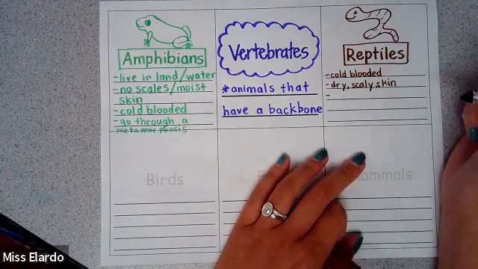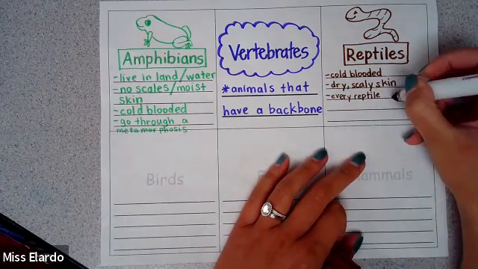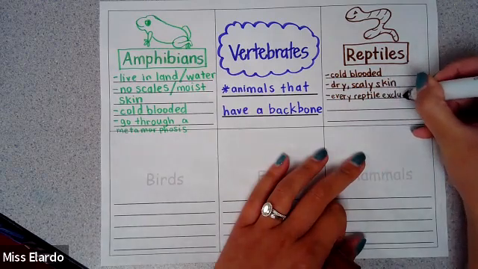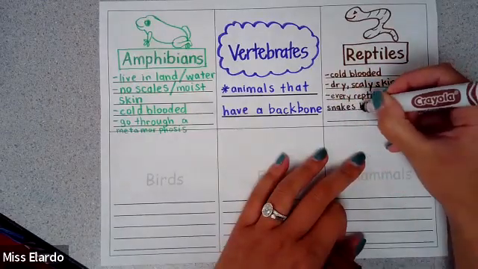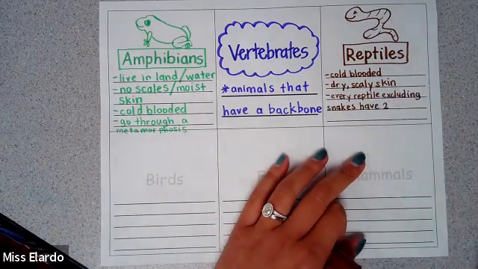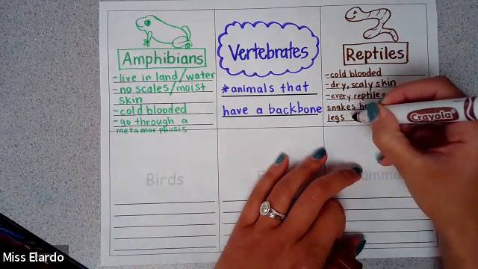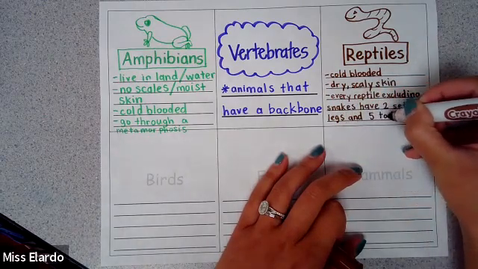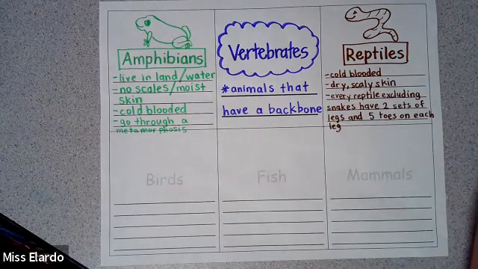Let's see. Every reptile except, so there's an exception, excluding, that means not including, snakes, have two sets of legs and 5 toes on each leg. So although a snake is a reptile, not all reptiles look like a snake because most of them have 2 sets of legs, which means like 4. Kind of like that Komodo dragon we saw yesterday in the picture.